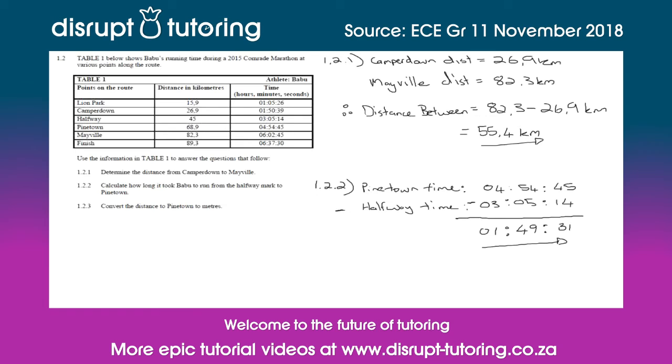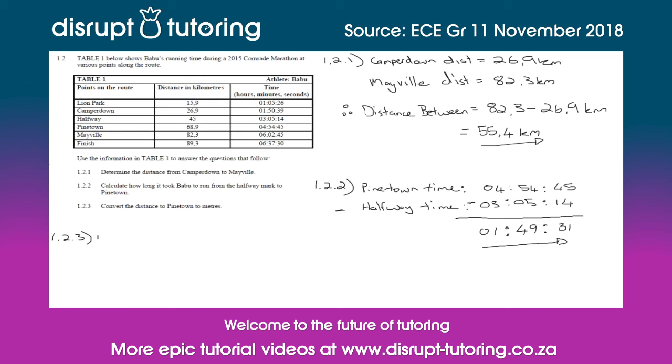And then finally on to 1.2.3. It says convert the distance to Pinetown to meters. So the distance to Pinetown, we will read off the table. So it's 68.9 kilometers, and we need to convert this into meters.